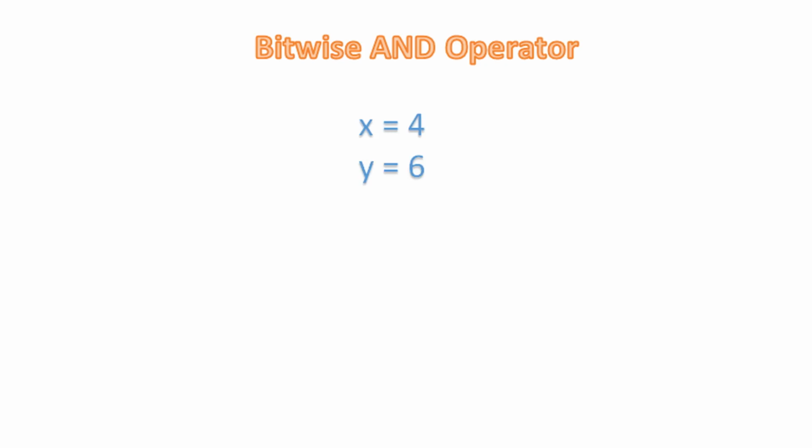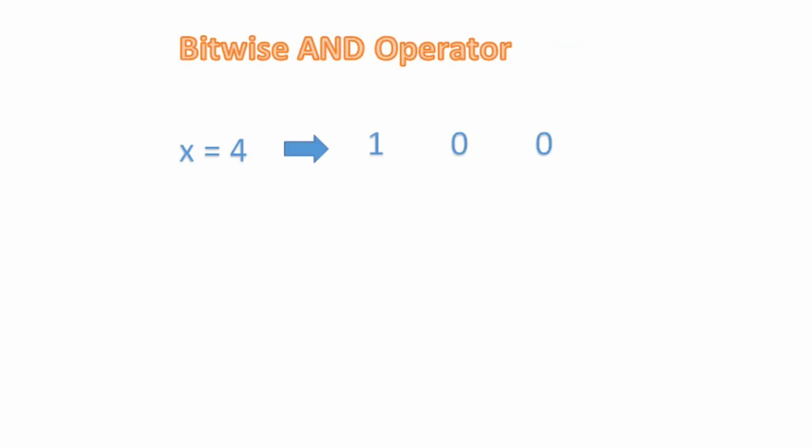Here I created two variables, x is equal to 4 and y is equal to 6. On performing bitwise AND operation, x ampersand y, the output is 4. Let's analyze how we got the output as 4. The binary equivalent of 4 is 100 and the binary equivalent of 6 is 110.